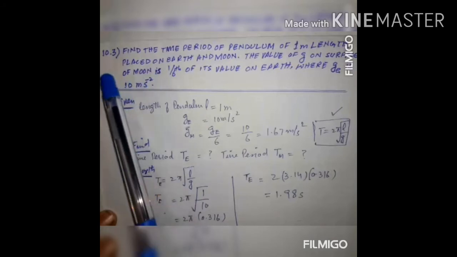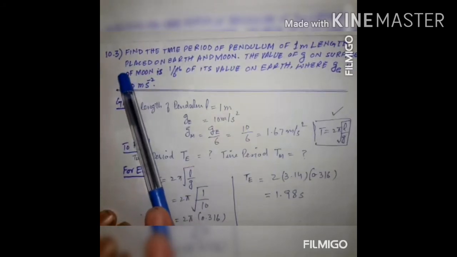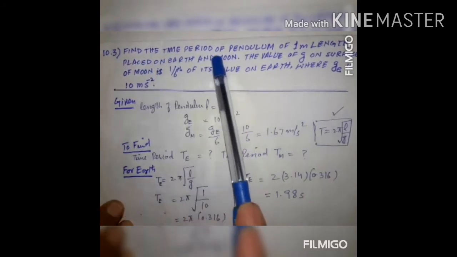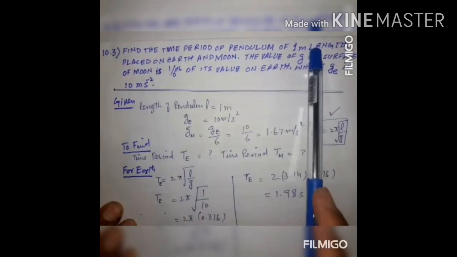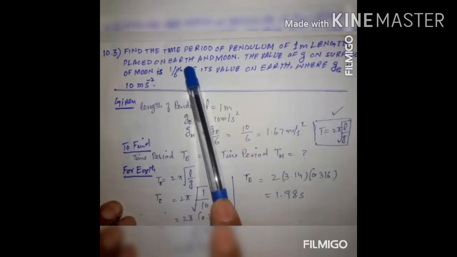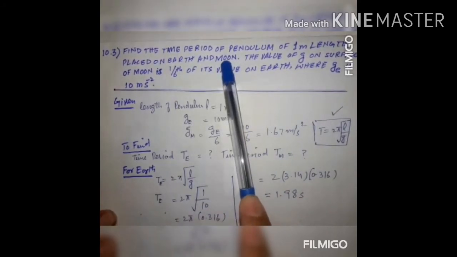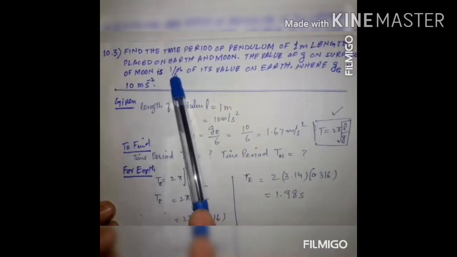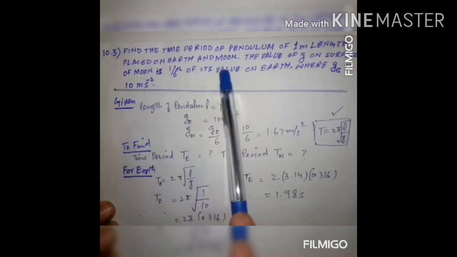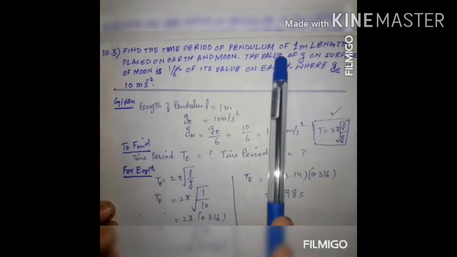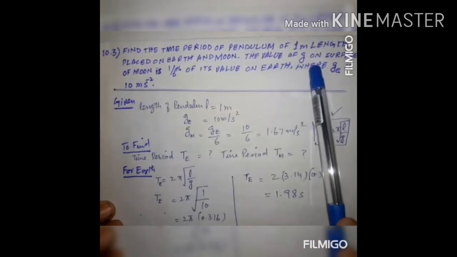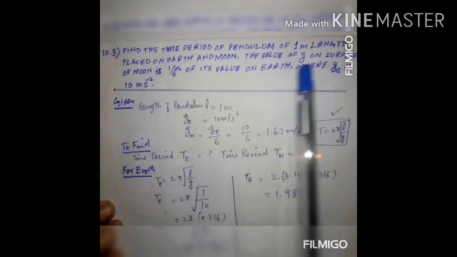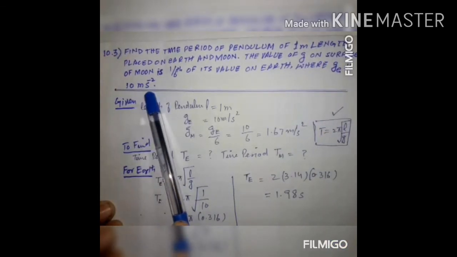In numerical number 10.3, the statement is: find the time period of a pendulum of 1 meter length placed on Earth and Moon both. The value of g on the surface of the Moon is 6 times less than its value on the surface of Earth, and we know the value of g on the surface of Earth is 10 meter per second square.